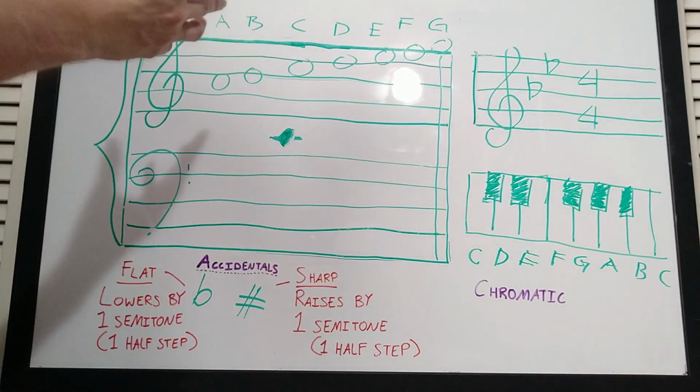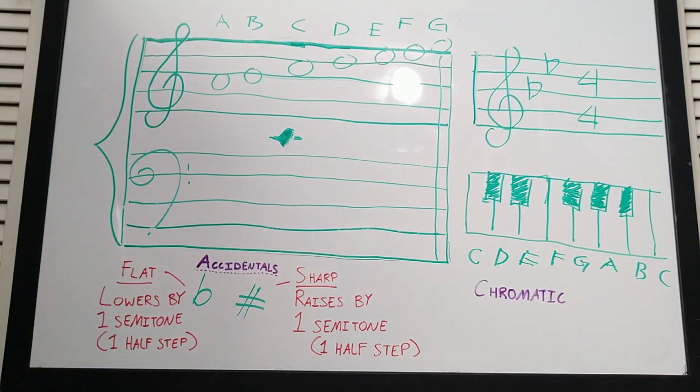Understanding the chromatic scale is essential to not only getting a 5 in AP Music Theory, but also understanding music theory in general at its most fundamental level.